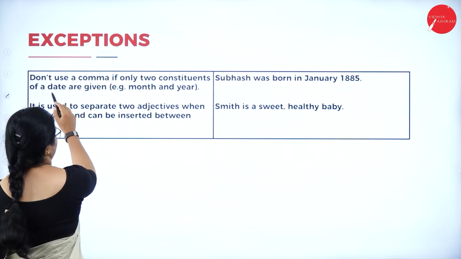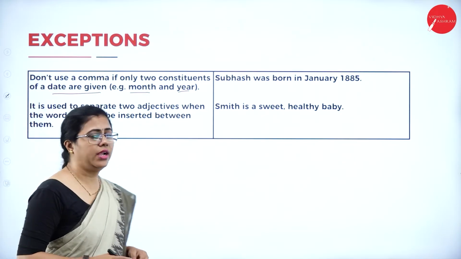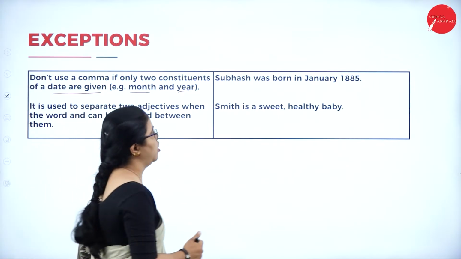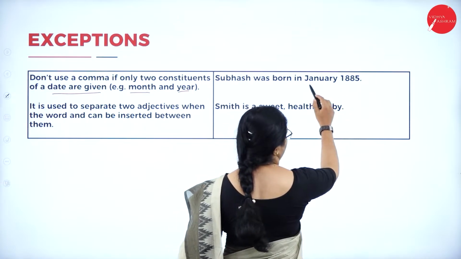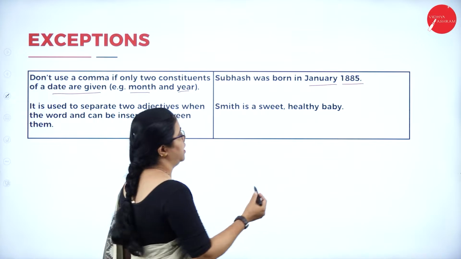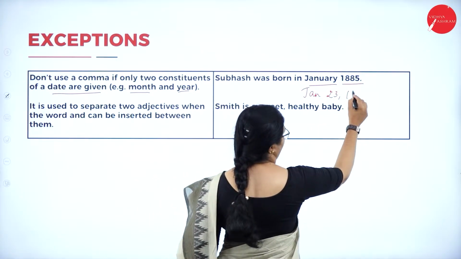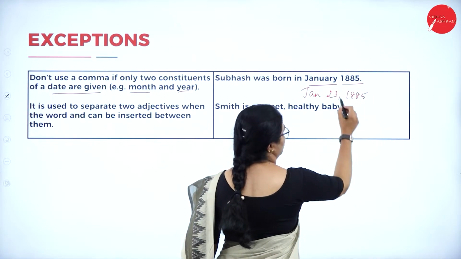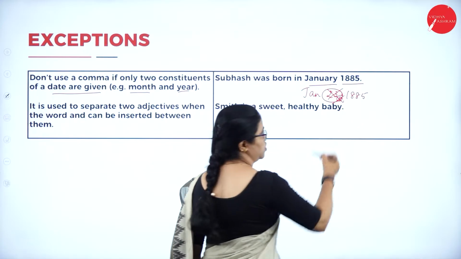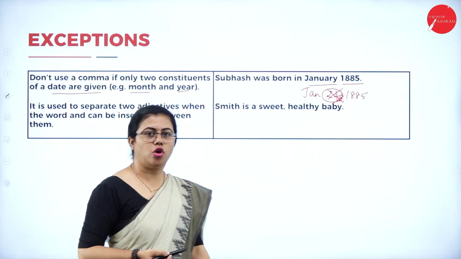Two constituents of a date means only month and year. When you don't write the date, but you're writing only the month and the year, then you need not write a comma there. Okay, Subhash was born in January 1885. You're not specifying any date there. Suppose, like previously, we saw Jan 23rd, 1885. If you're not using this, then you need not use a comma also. Whenever you are not writing a date, you need not write a comma.